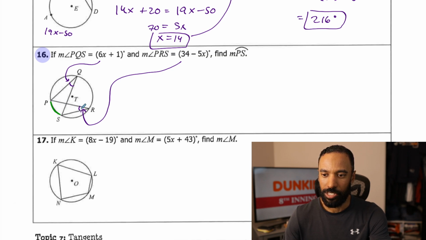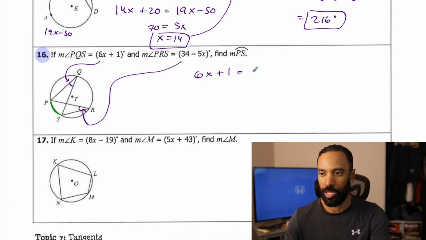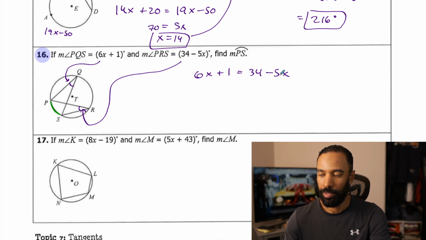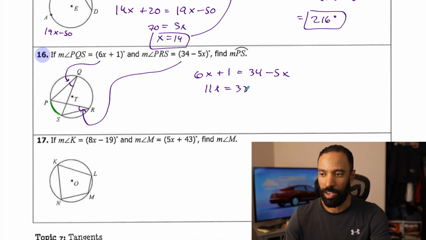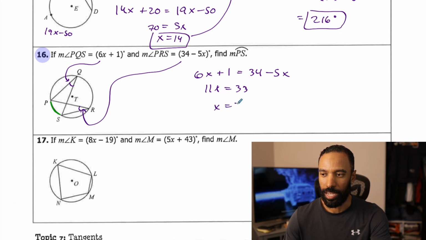PQS and PRS, they are congruent to each other. These measures, we get to set them equal to each other. Not an uncommon thing to hear, but you get to set them equal. Add 5x to both sides, subtract 1 from both sides, divide both sides by 11, you get x equals 3.